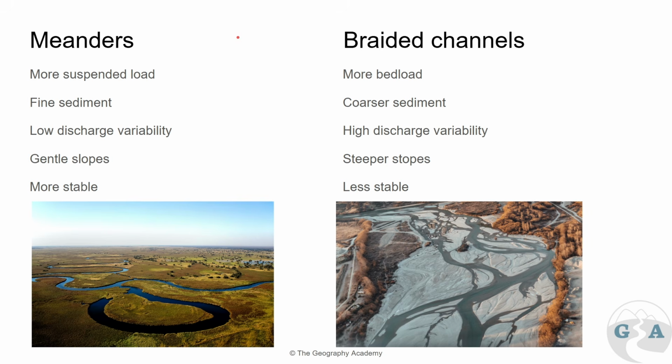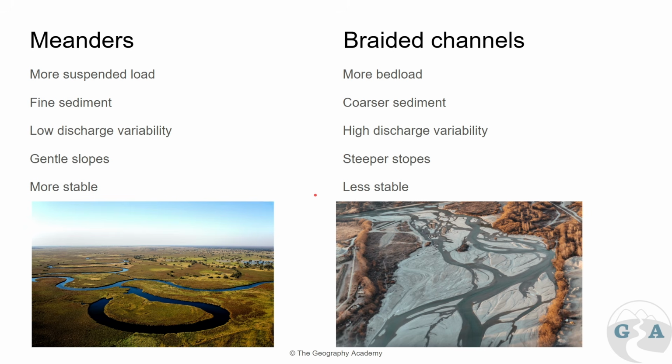So what you're often asked about is what is the difference between meanders and braided channels? This is a common question that can come up, including as an essay title. So we'll have a look at some of the quick differences. Braided channels have more bed load overall, so the sediment can be a lot coarser, with finer sediment with meanders. Meanders have lower discharge variability, meaning it stays more similar all year round. It can spike or drop, but it's not such a big variability as the braided channels.